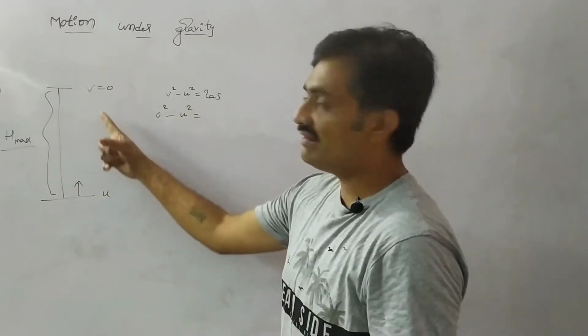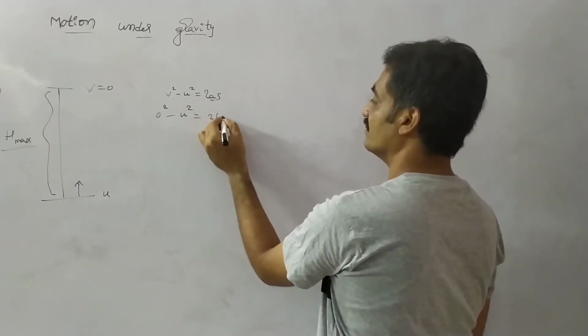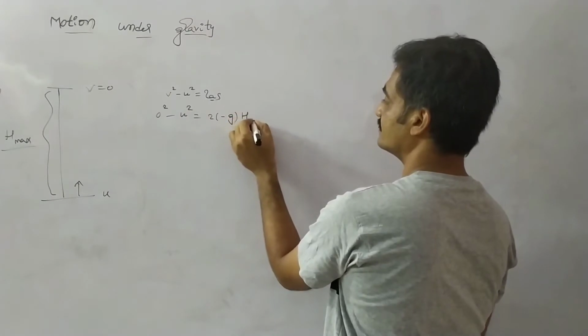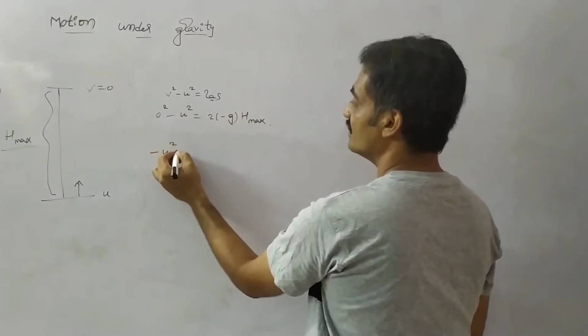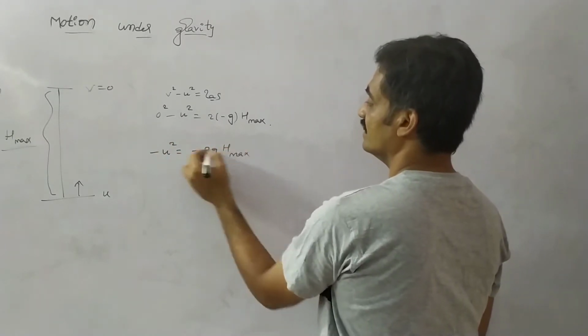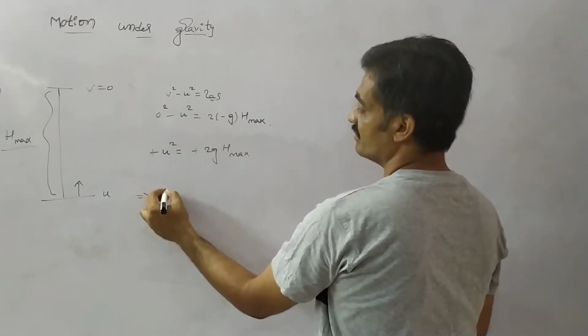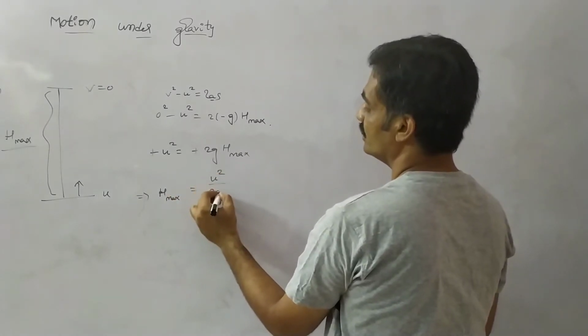Observe that the body is traveling in the upward direction. So we can consider the acceleration due to gravity as minus g, and displacement is h max. As you substitute here, we have minus u square equals minus 2g h max. Minus and minus get cancelled, and here we have h max equals u square by 2g.